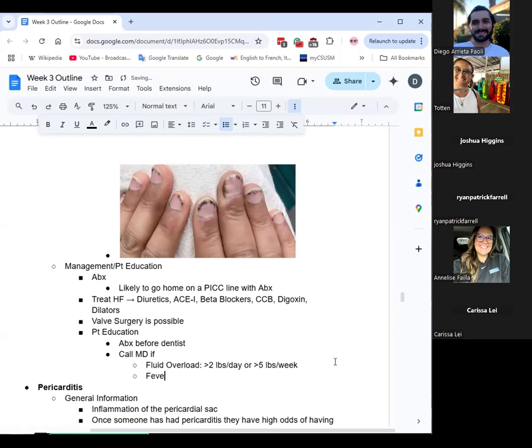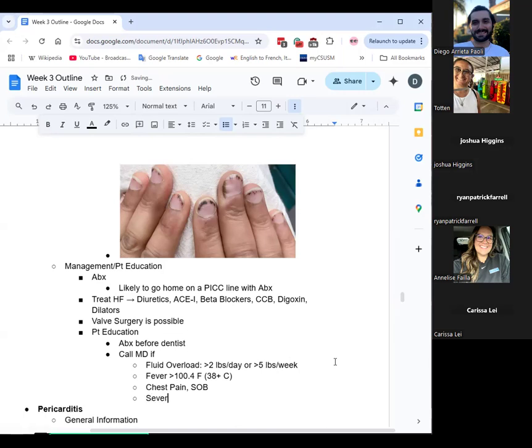Fever, anything more than 100.4 Fahrenheit, which is pretty much 38 plus Celsius. Chest pain, shortness of breath, severe abdominal or flank pain, so we might have some kidney impairment happening. And in general, call them if you have a sign or symptom of heart failure, infection, or bleeding. That's your TLDR.